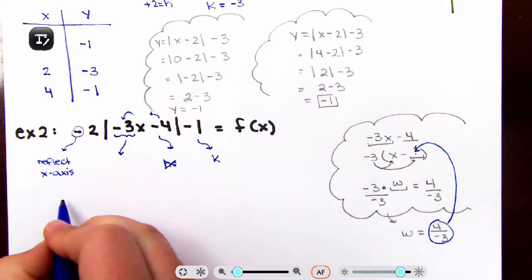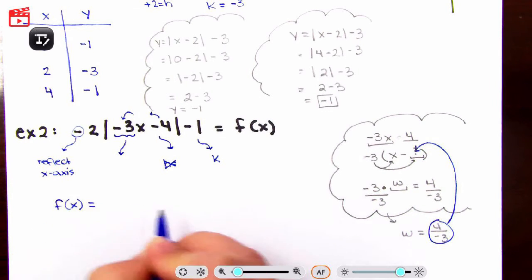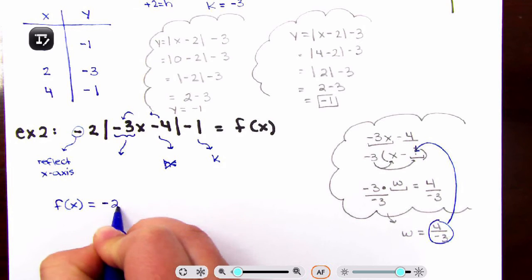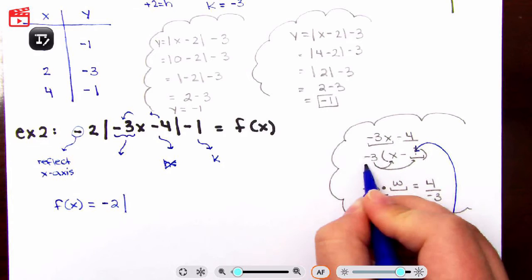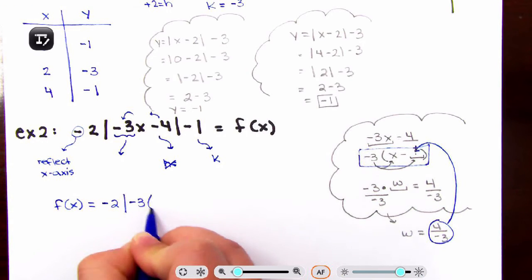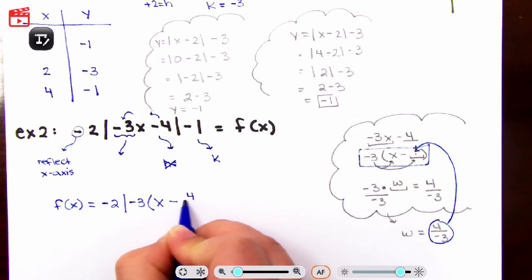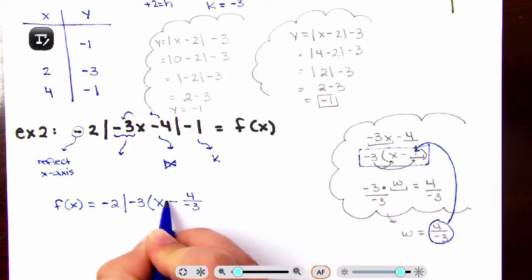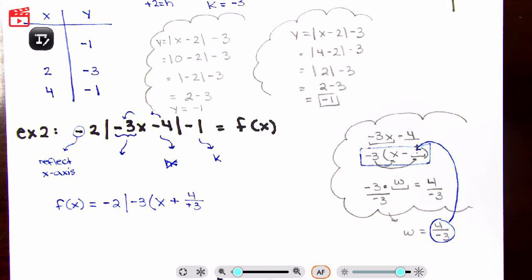So I'm going to rewrite this in our general term. I'm going to keep it in terms of f of x. I'm just going to shift it over to my left side. So I have f of x is equal to negative 2 times the absolute value of, now this is where it's going to be a little different. This is what I'm going to write: negative 3 times x minus 4 over negative 3. Now since both of these are negative, I'm going to choose to make them positive because a negative times a negative is a positive. Two negatives make a positive.